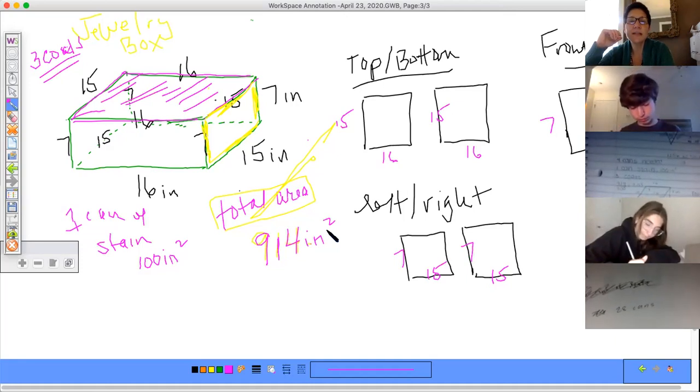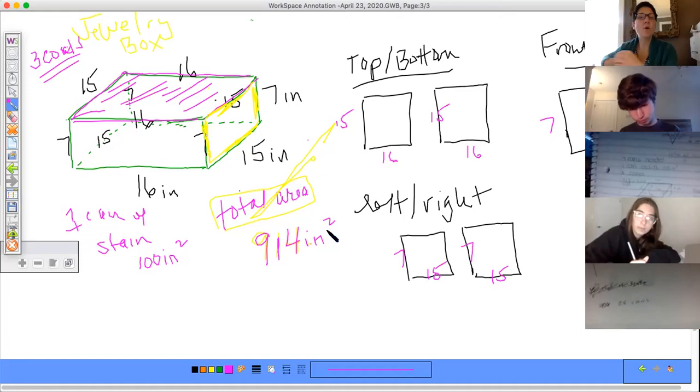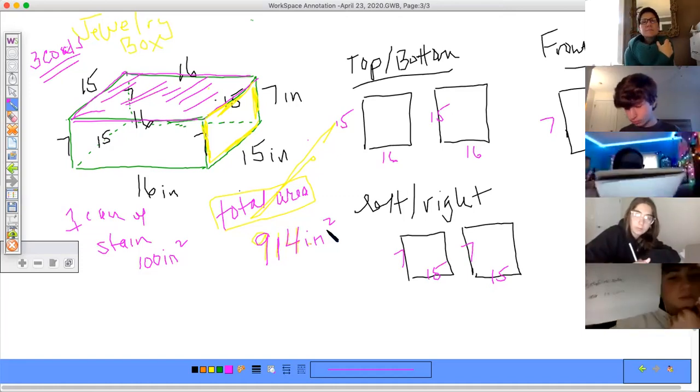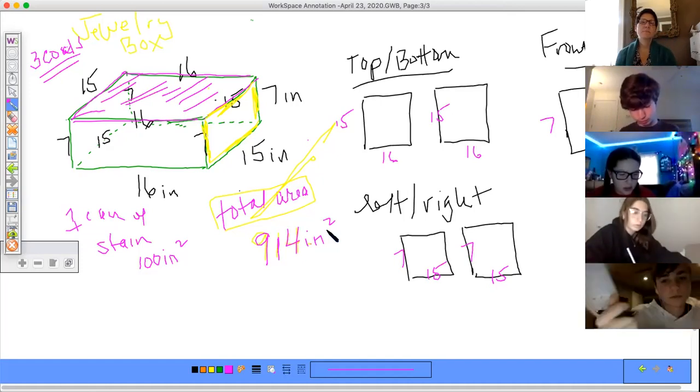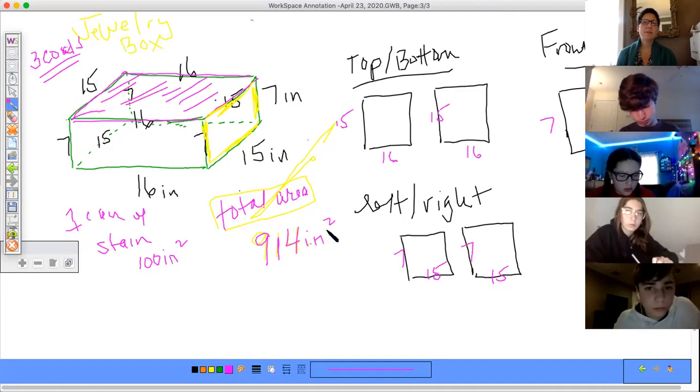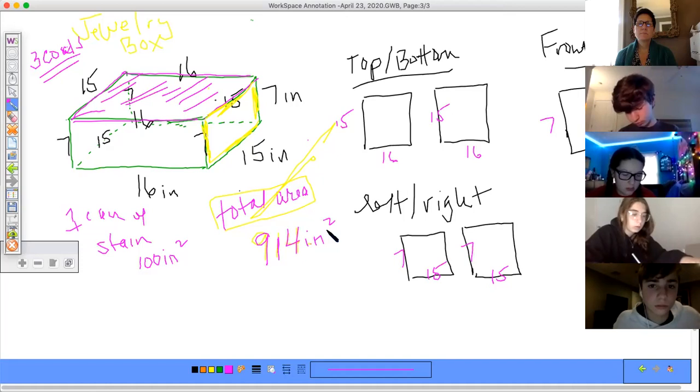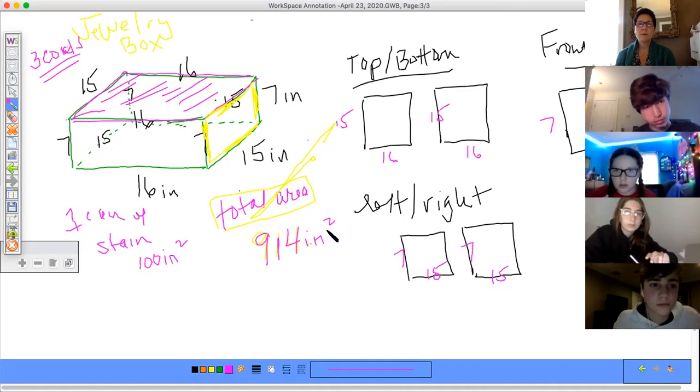28? Did you say 28, Sienna? I said 4. Where are you getting 4 from? I did 914 divided by 300. Why would you do 914 divided by 300? Because it's the total area divided by the... Hold on, what's the total area? 914. Right. And then 3 coats, because you need, or it's going to be 300 because you need 3 coats.